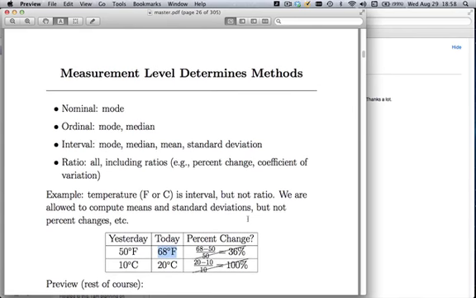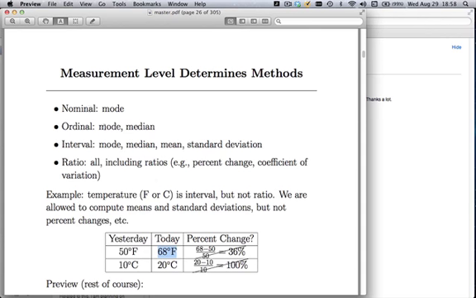All right, so a little bit more on that. With nominal level data, for example, about the only thing you can do is compute modes. To summarize it, you can compute percentages, so I can say 30% of the population prefers strawberry yogurt. That's fine, and I can talk about modes, but that's about it.